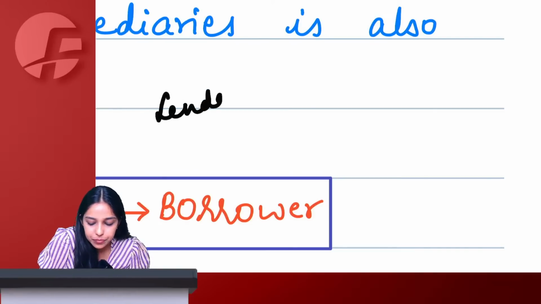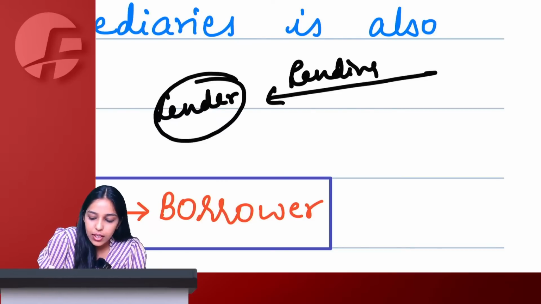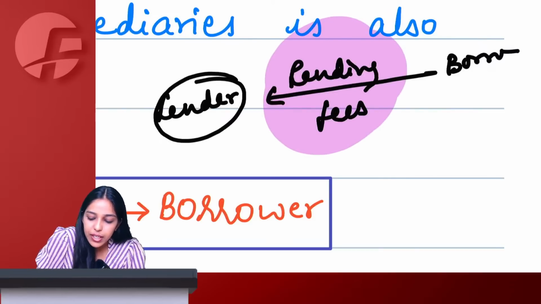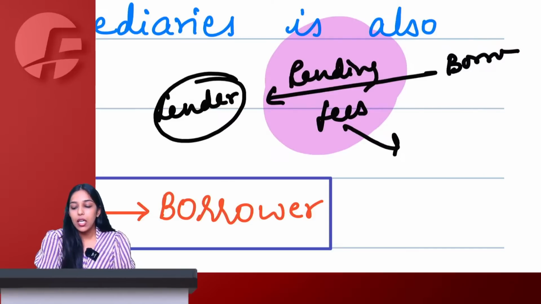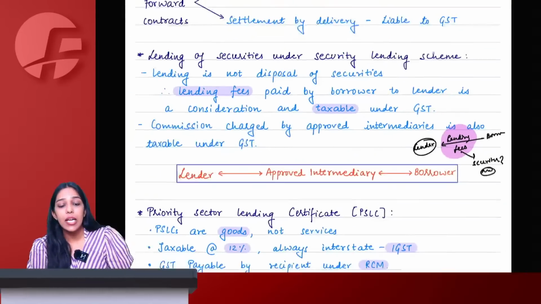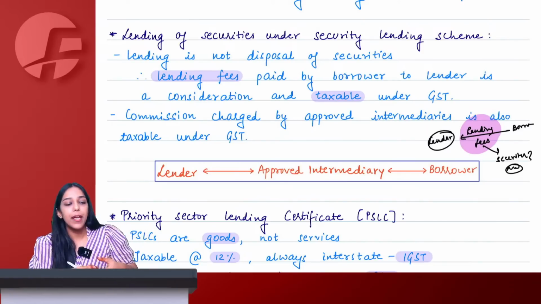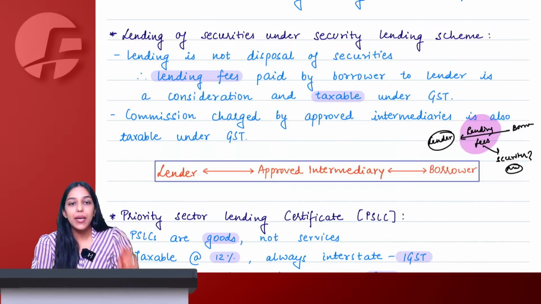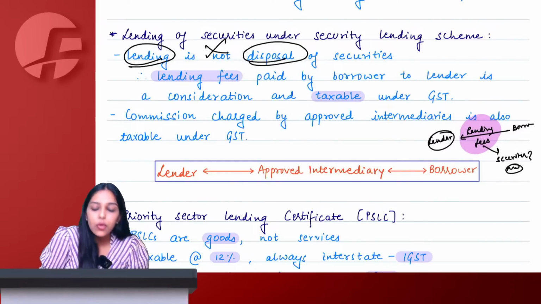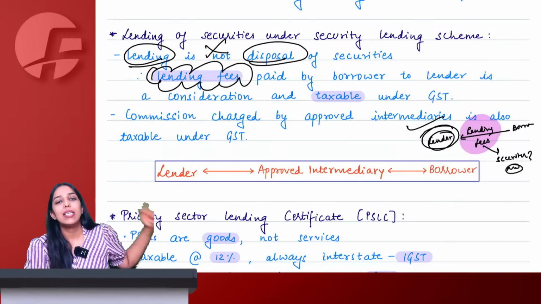So of course, the lender is not doing any charity here. The lender will charge lending fees from the borrower. The question here is, should these lending fees be taxable under GST or exempt under GST? Shall we consider them as disposal of security? The answer is no. We are saying that if you sell the security, if you dispose of the security, then it will not be goods, not be services. But here I am not disposing of the security, I am lending the security, and lending is not equivalent to disposal. Therefore, whatever lending fees I receive as a lender, that is going to be taxable under GST.